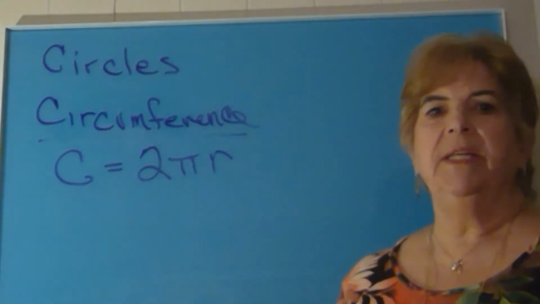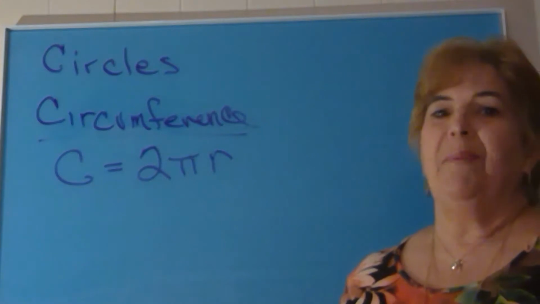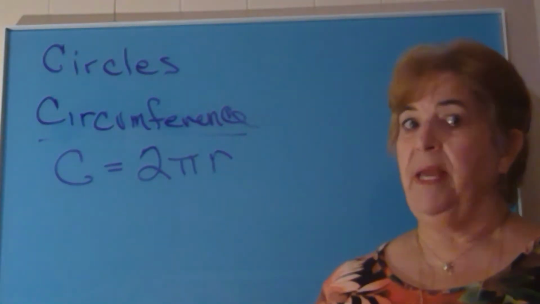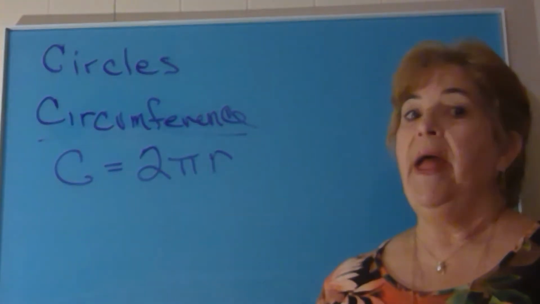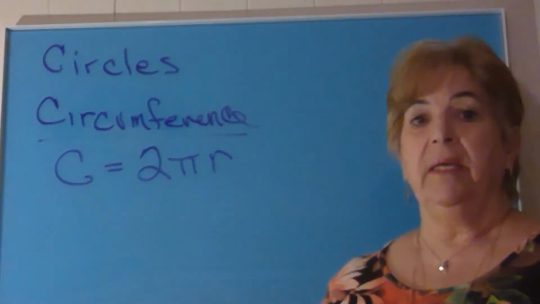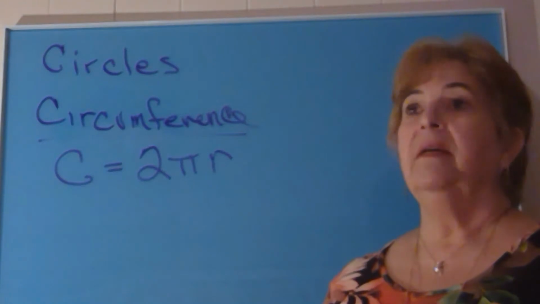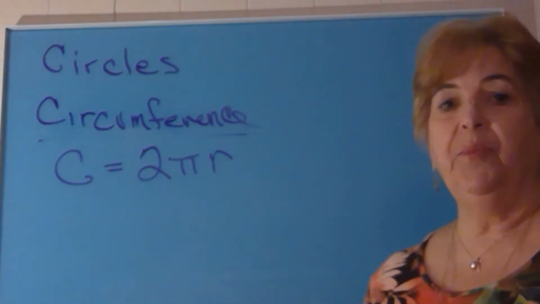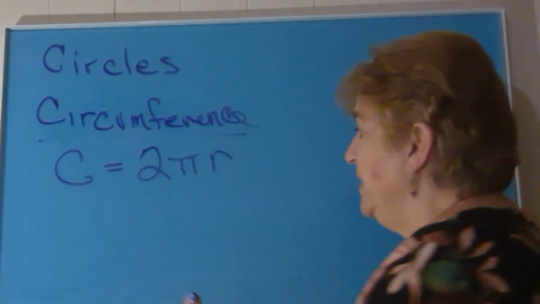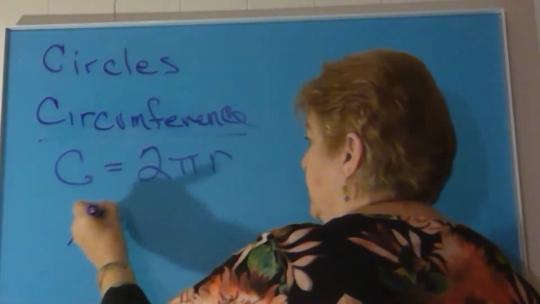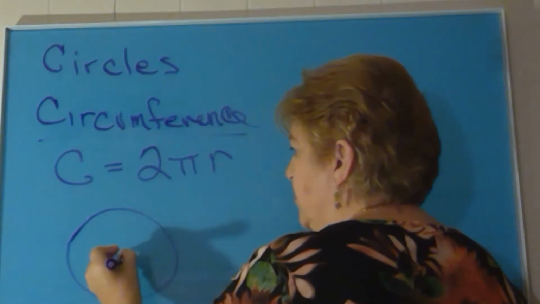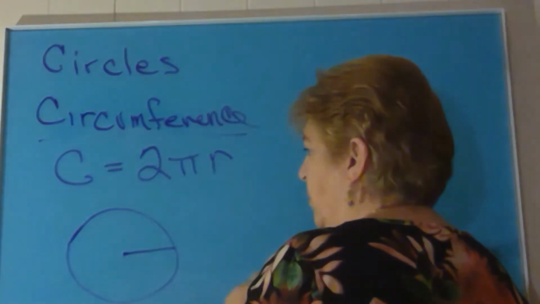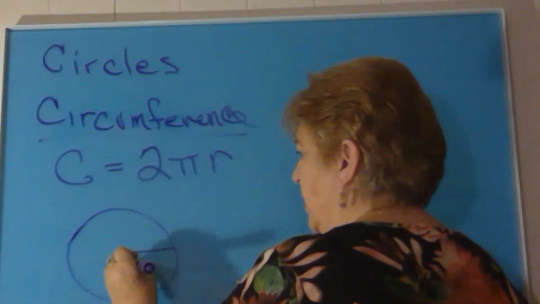Most of you should have at least heard about pi before. Pi is an irrational number, which means it cannot be written as a fraction, and as a decimal, it continues without end and without repeating. R is the radius of the circle. By definition, the radius of a circle is the distance from the center to the circle. So that's your radius.